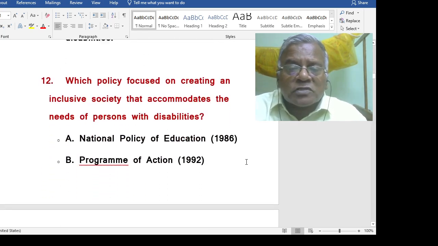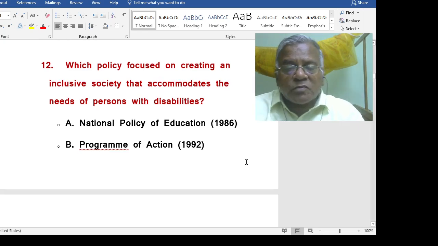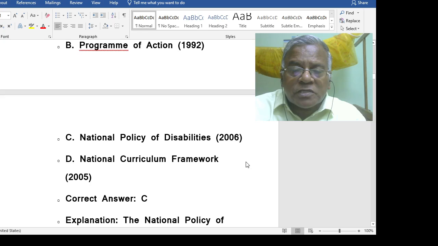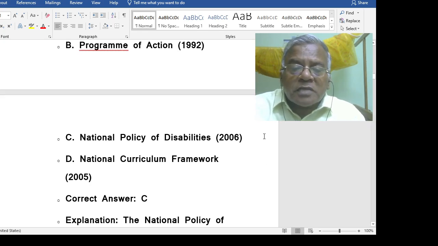Which policy focused on creating an inclusive society that accommodates the needs of persons with disabilities? National Policy of Education, Program of Action, National Policy of Disabilities, National Curricular Framework.